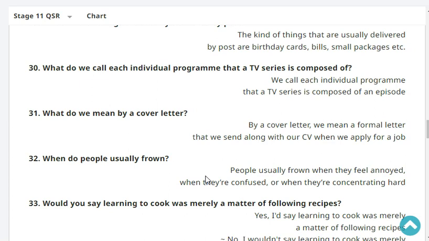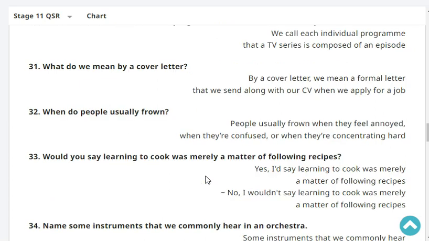What do we call each individual program that a TV series is composed of? We call each individual program that a TV series is composed of an episode. Very good.